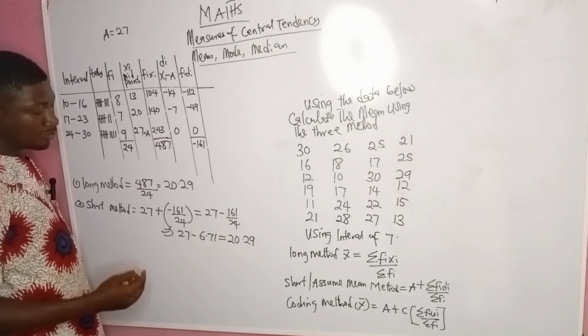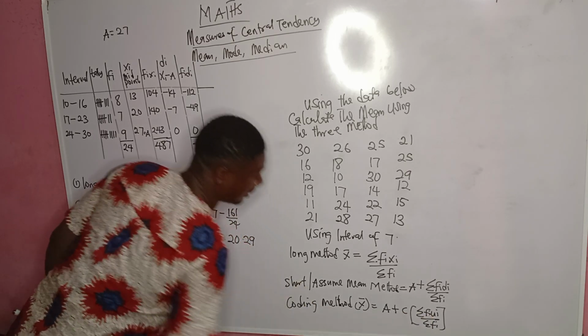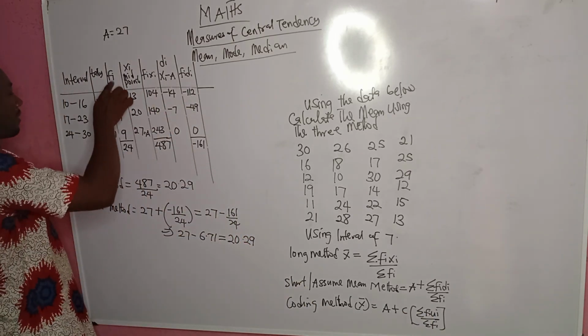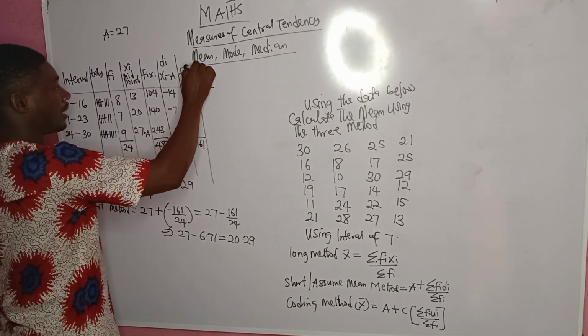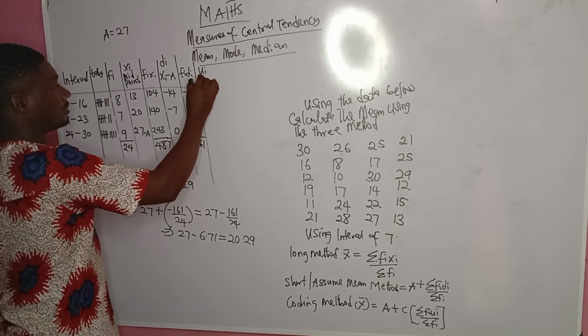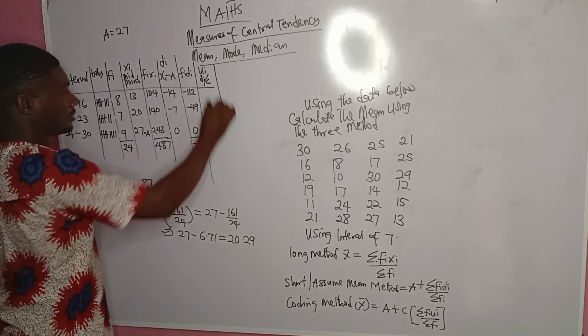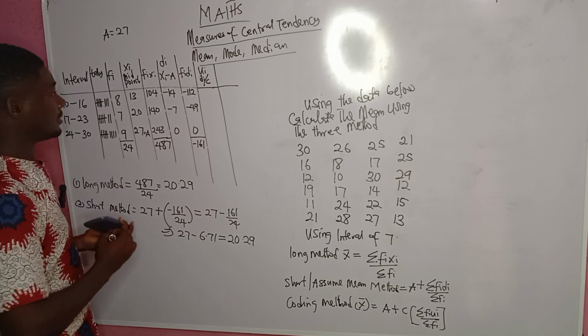So now, as we all know, we need to know our Fi line and Ui line. If you watch on the table, we have our Fi line, but we don't have our Ui line. So I have to produce the Ui. Ui is Di divided by C, the class size. So Di divided by C.